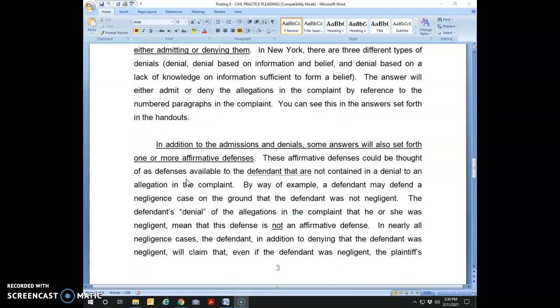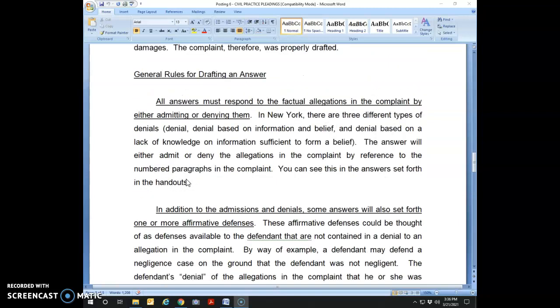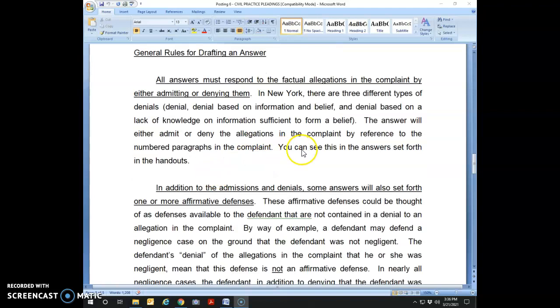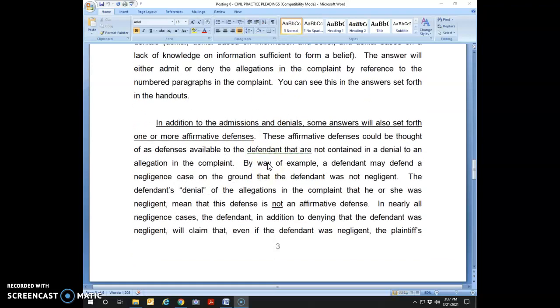And I'm sort of going to leave it to the law office that you're working in terms of how picky they're going to be about these three different types of denials. I am, but that might be a little bit old school. The answers I have in the handouts will walk you through, or if you read them, you'll see denials. You'll see denial based on information and belief, and you'll see denials based on a lack of knowledge or information, not of, or information sufficient to form a belief.